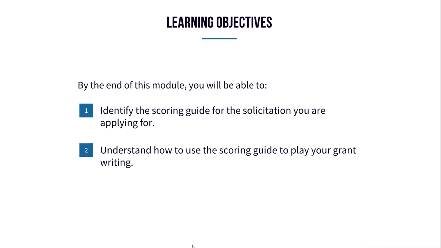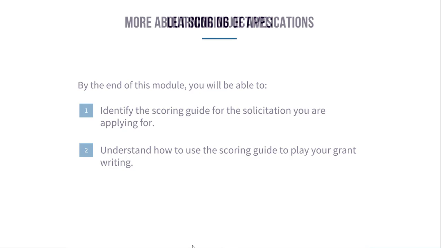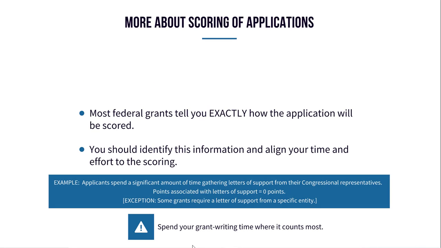So we're going to talk about how to identify the scoring guide in the solicitation you're applying for, and then understand how to use that scoring guide to your advantage. So almost all federal grants tell you exactly how the application will be scored, and you can identify that information and then put all of your effort towards the scoring.